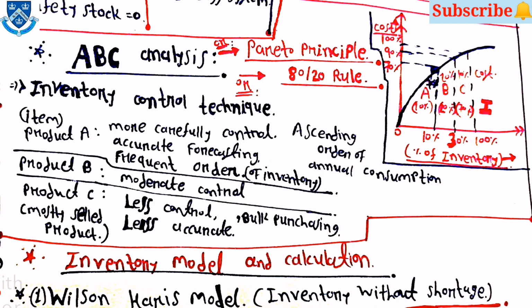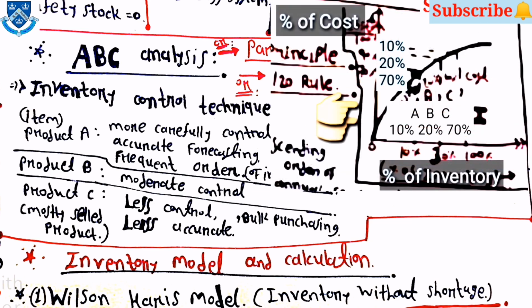Here the diagram is cost versus the percentage of inventory. From the diagram, you can understand that for A type products, the percentage of inventory is 10% and the cost is around 70%. For B type, the inventory is 20% and the cost is 70-90%, and for the C type, the inventory is 70%.